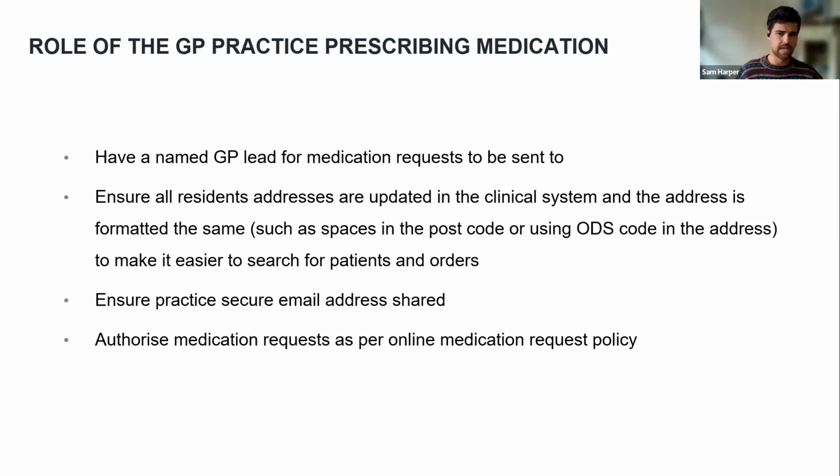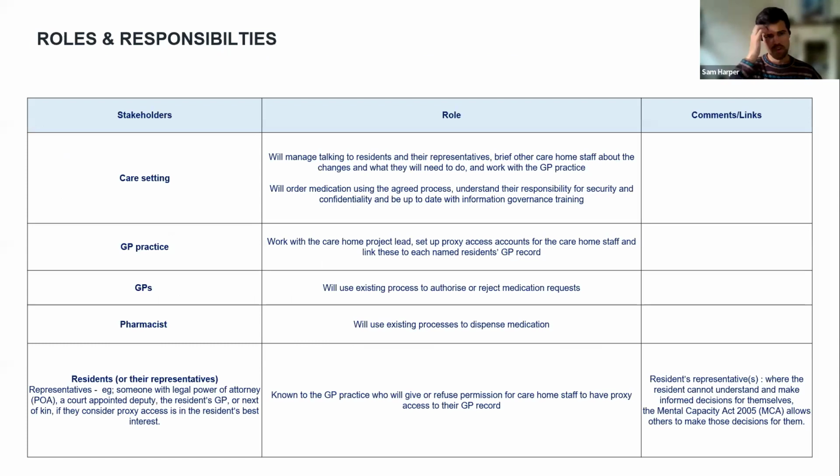So again, just really quickly, as I go into much more detail in other sessions and this isn't the purpose of today, but the GP practice's role for prescribed medications. They'll have their own named GP lead. They need to ensure that all residents' addresses are updated in the clinical system and the address is formatted the same. They need to ensure practice secure email addresses are shared, and they will authorize medication requests as per online medication policy. So that's just their role, so everyone is clear on this one. And then there's a table here that you can refer back to. It just has all of the key roles of each person involved in this process.